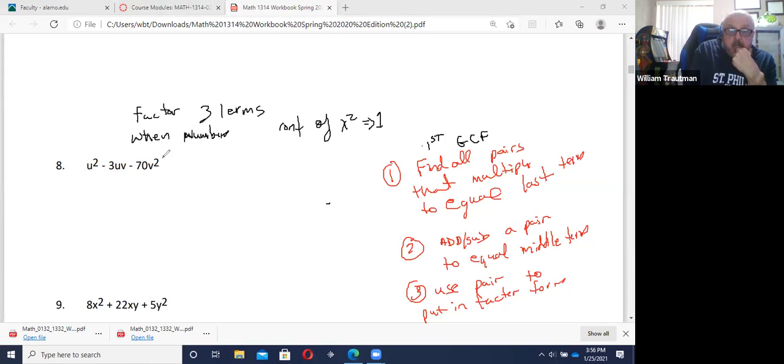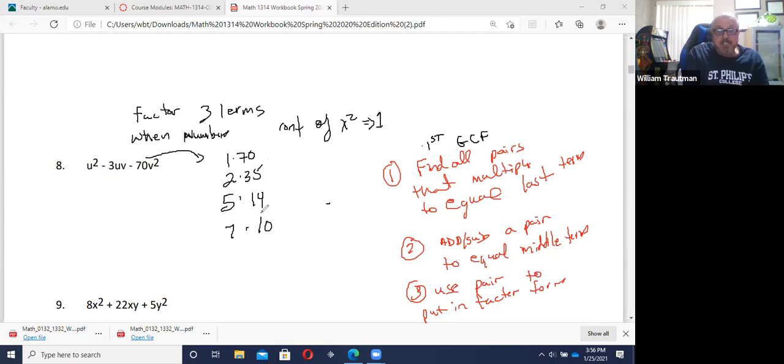Step 2, find all the pairs that equal the last term. And the last term is 70. 1 times 70. 70 divided by 2, 2 times 35. 70 divided by 3, no. 70 divided by 5 is 14, so 5 times 14. 7 times 10. I think that's it. Then you're back to 10 times 7. So these are all the numbers that multiply together to get 70.